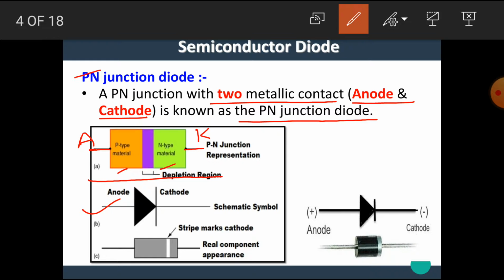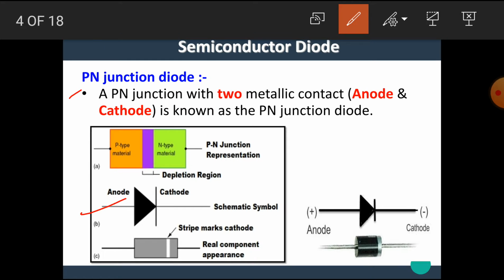Here is the symbol for the p-n junction diode. This is the anode and the line side is the cathode. This is the actual p-n junction diode, in which the ring side represents the cathode of the p-n junction diode, while the other terminal is the anode. I hope you all understand the p-n junction diode.